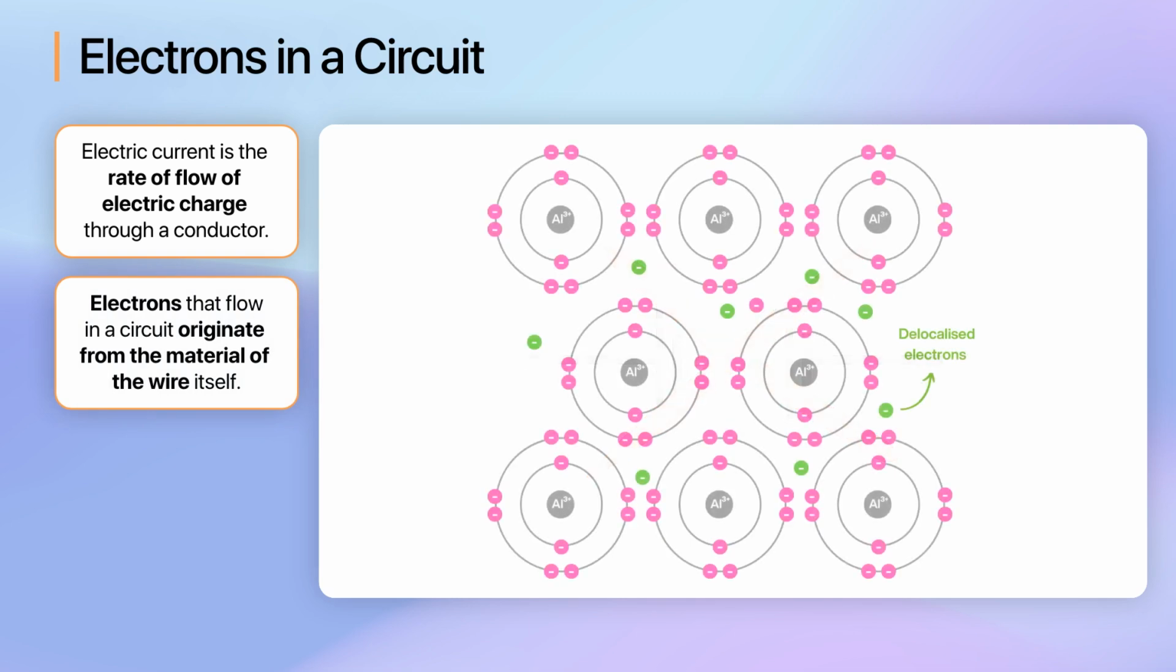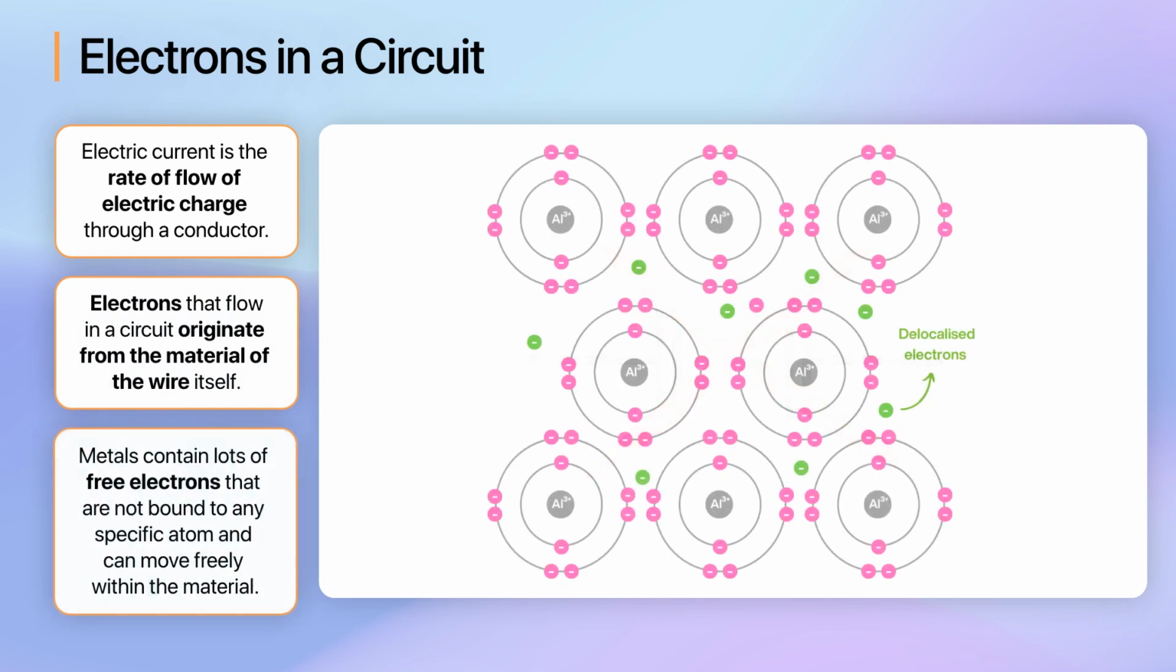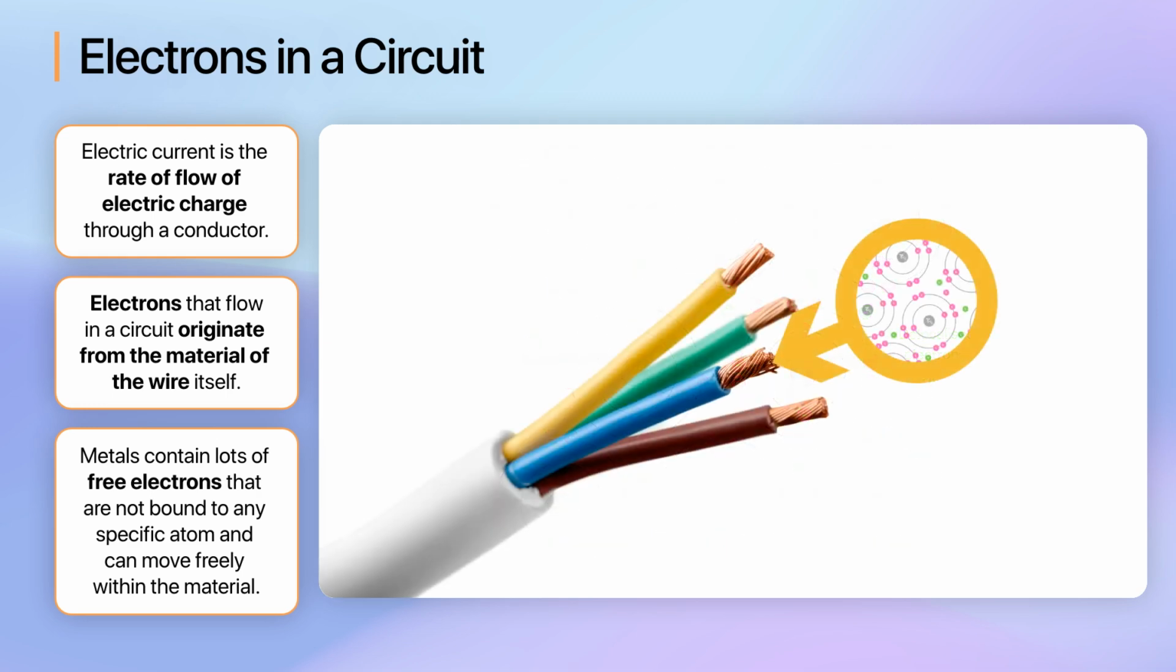Metals such as copper or aluminum contain lots of free electrons that are not bound to any specific atom and can move freely within the material. These are known as delocalized electrons. So, the electrons are already present in the wire, even before a battery is connected. The flow of charge that we measure as current is due to the movement of these delocalized electrons.